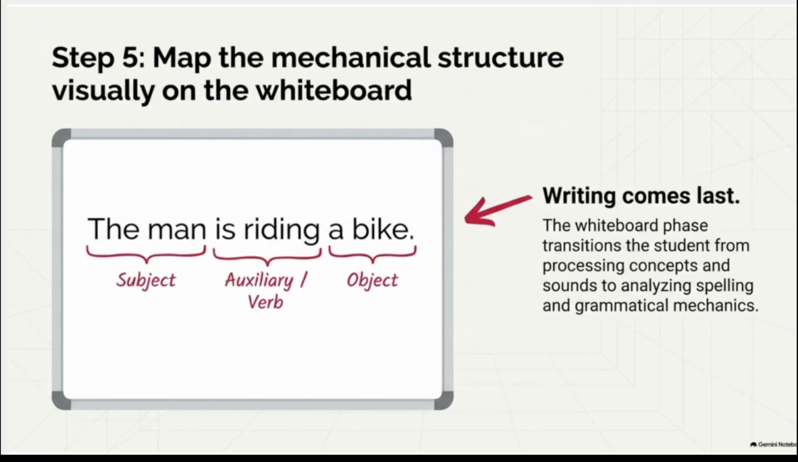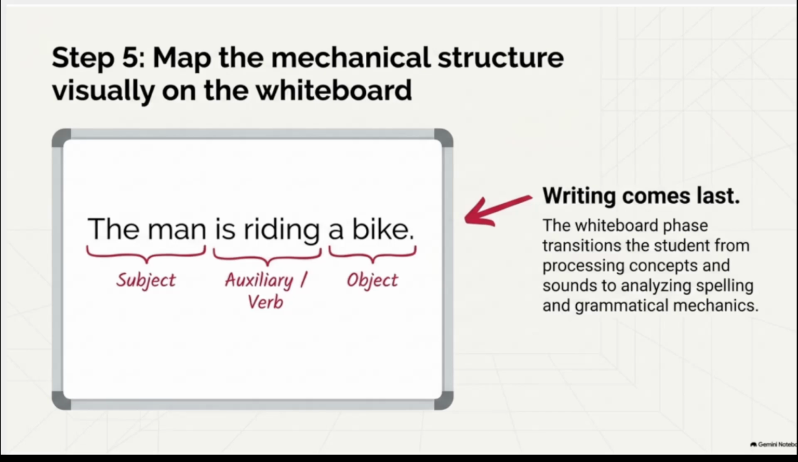Step 5. Map the mechanical structure visually on the whiteboard. Now we arrive at the final stage, writing and whiteboard analysis, and this is deliberately placed at the end. Why? Because students have already worked with meaning, language, concept, and pronunciation. Now we make the structure visible.